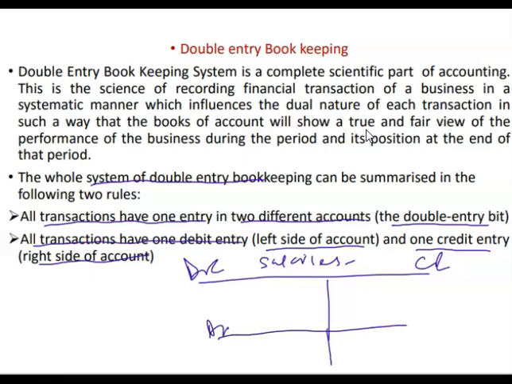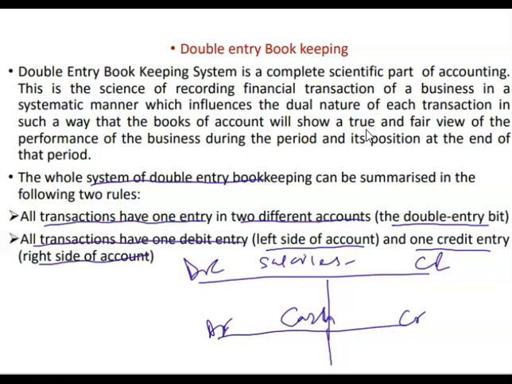Now the corresponding account will also have left hand side, which is the debit, and right hand side, which is the credit. For instance, if the salary was paid through cash, this will be the corresponding account, cash account. Now, if salary is receiving, we go to the debit side, which is the left hand side. You record that transaction on the left hand side.